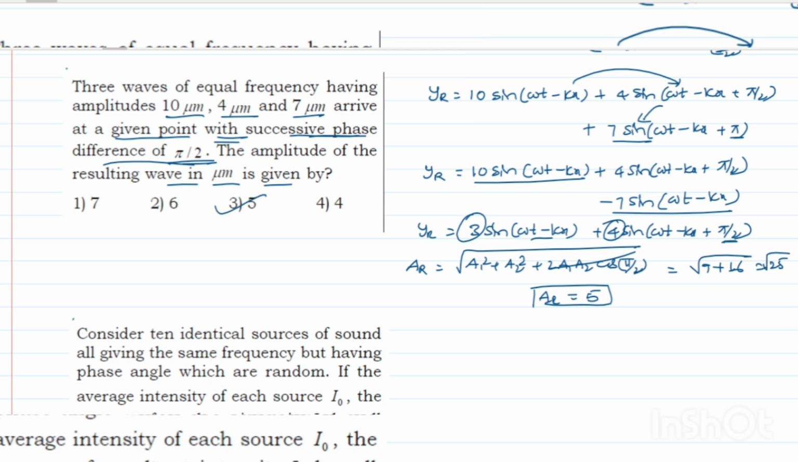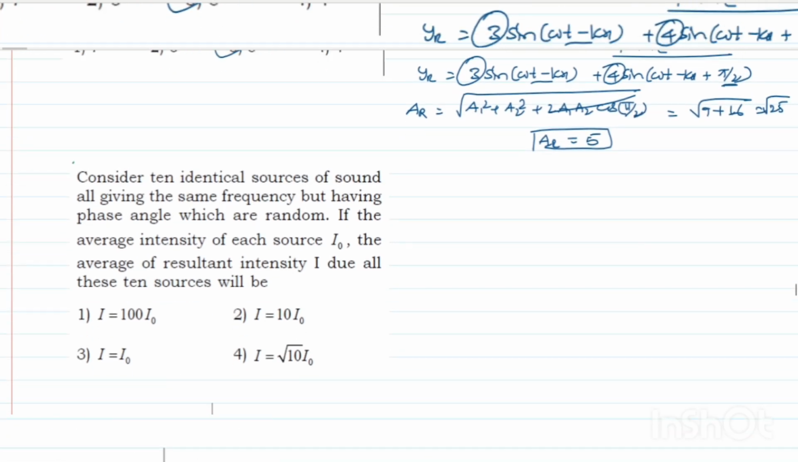Now let us see the next question, students. Consider 10 identical sources of sound all giving the same frequency but having phase angles in random directions, and the average intensity of each source is given as I0. The average resultant intensity I due to all these 10 sources they are asking.